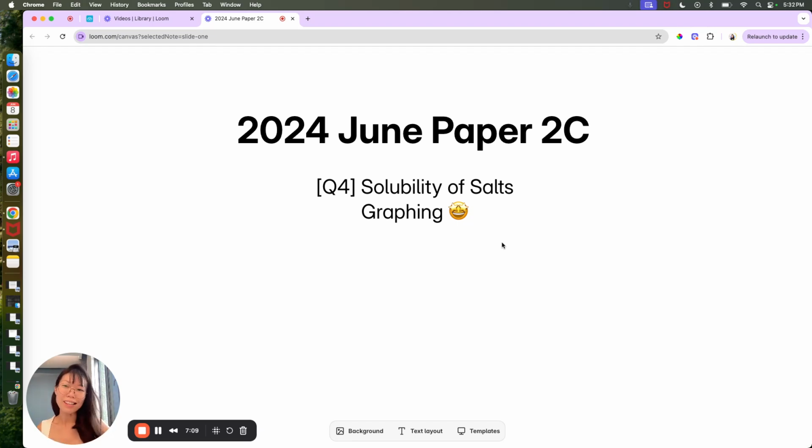Where are they losing marks? It's they are not showing their working on the graph. Okay, so please don't be one of the students. Take note of all these things. Take note of command words.